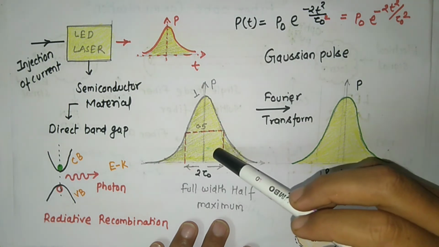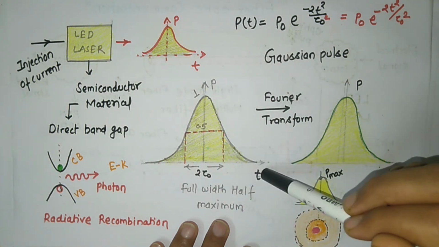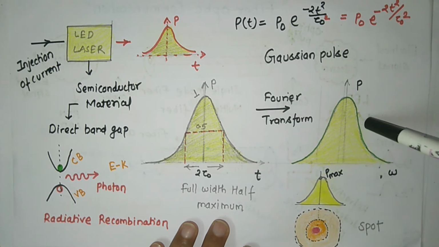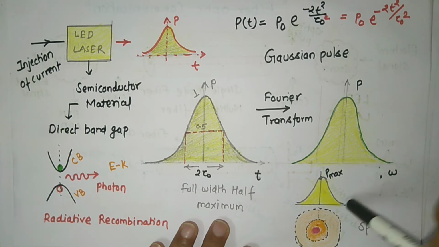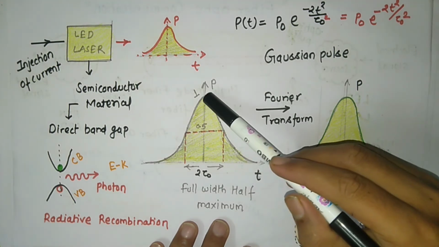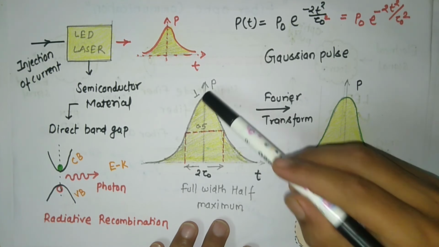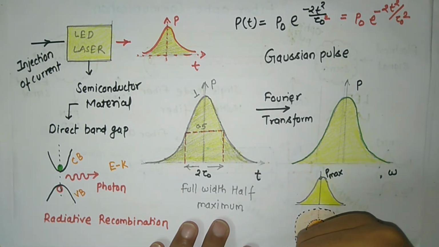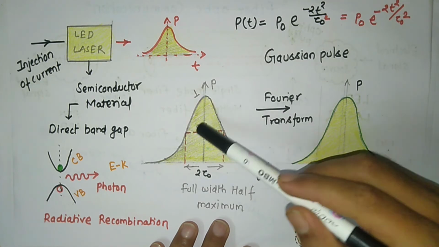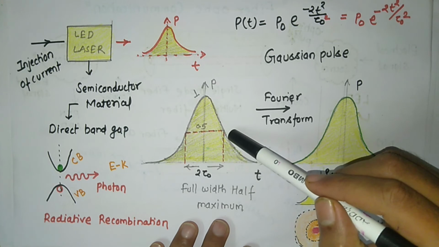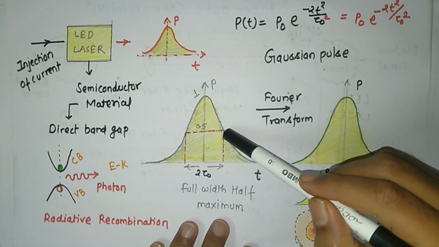Why do we say it's a time domain? Because the graph is plotted with respect to the time. And if you take the Fourier transform, then you will get the same profile in the frequency domain. Suppose that at the center, at this point, the power is 1. In these two points the power is half.